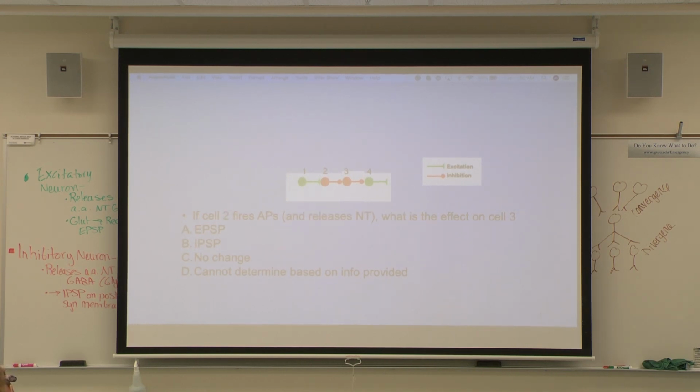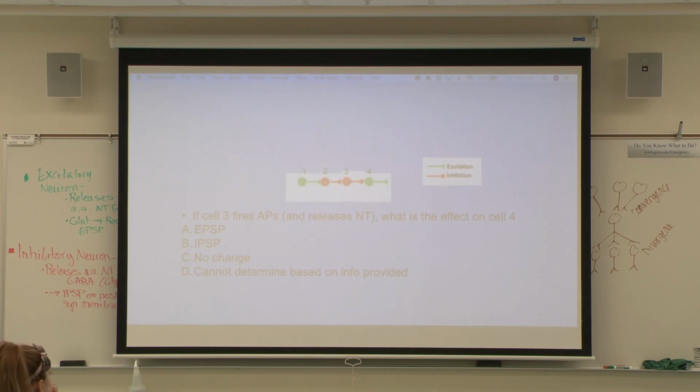Now let's ignore cell 1 and look at the synapse between cell 2 and cell 3. If cell 2 fires action potentials and releases neurotransmitter, what is the effect on cell 3? Okay, so yeah, all of you have the correct answer. Cell 2 fires action potentials and releases GABA. That will cause an IPSP on the postsynaptic membrane of cell 3.